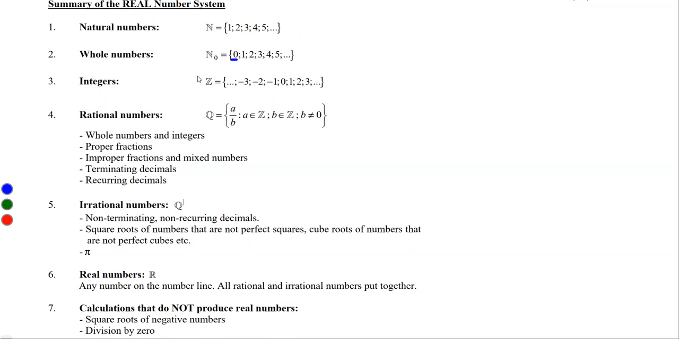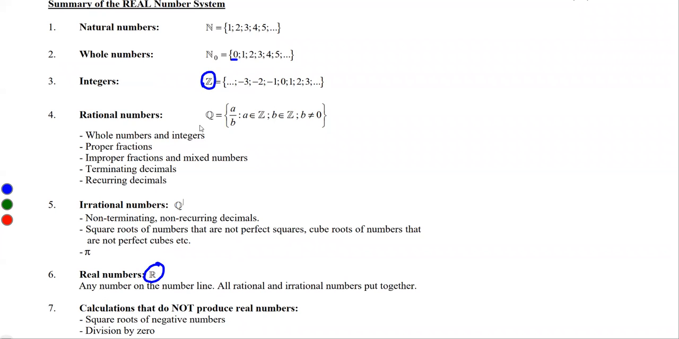Then integers. We normally use these symbols here, and this one here is the one that you will be seeing in most cases. The integers are numbers from negative infinity to positive infinity. So it doesn't include a decimal. They all have to be whole numbers, okay? But now you're adding the negative numbers.